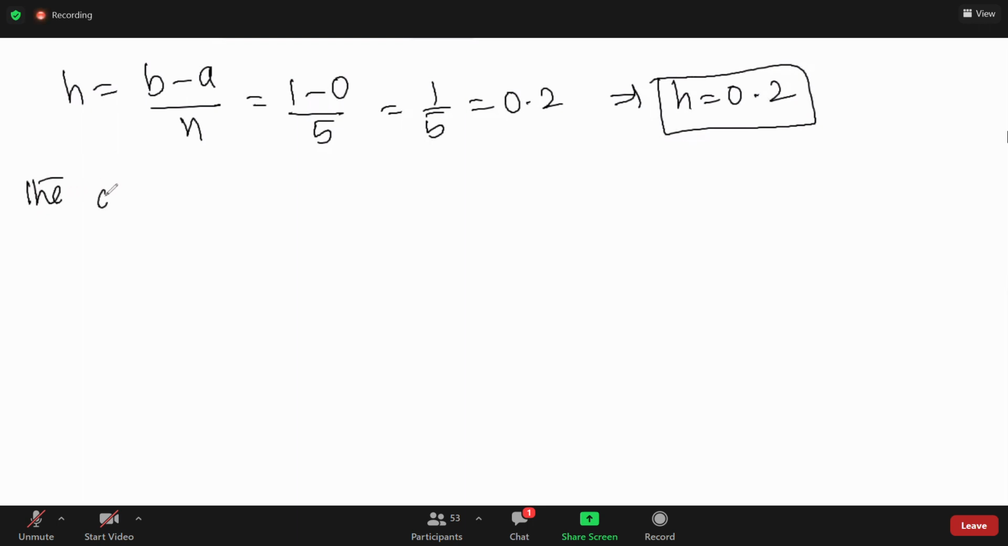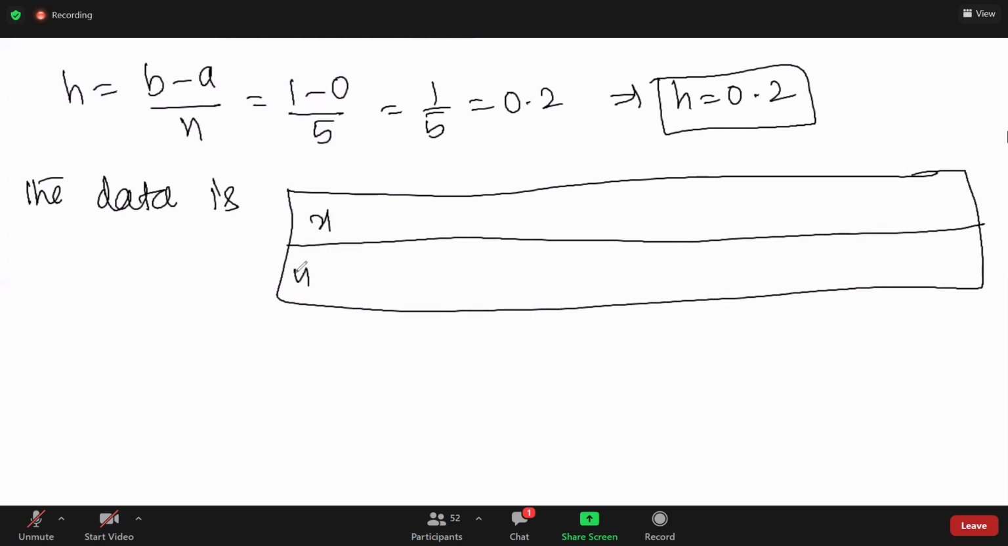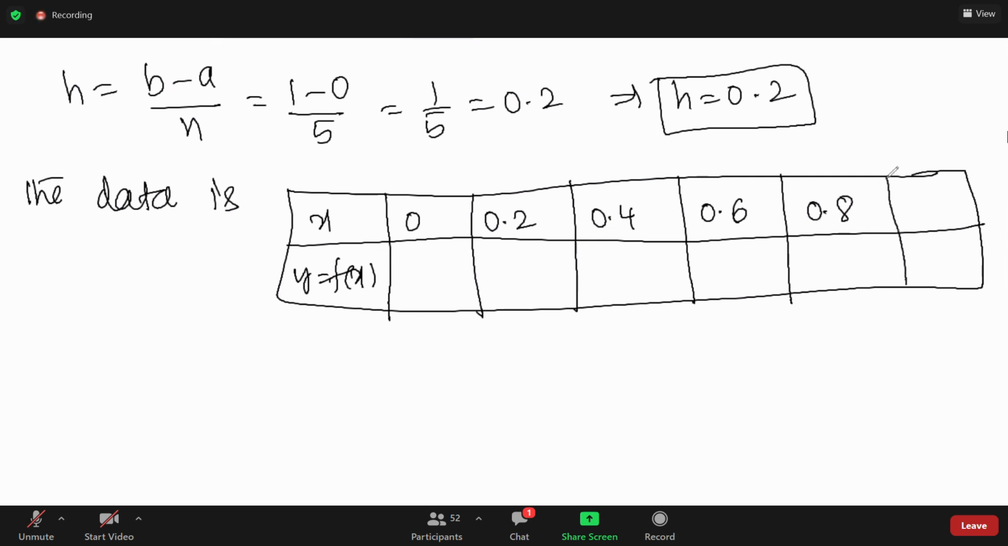So the data is x values, and y is equal to f of x, y values. Now what is the starting value of x? 0. Adding 0.2, 0.2. Next 0.4, next 0.6, next 0.8, lastly 1. At x equal to 0, f of 0 is 0. At x equal to 1, f of 1 is 1, because the function here is f of x equal to x cube.